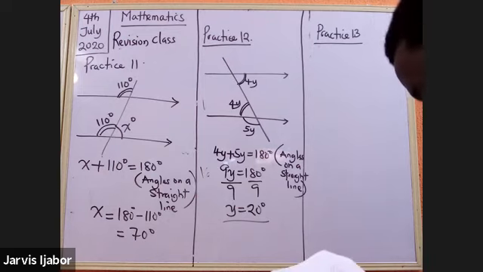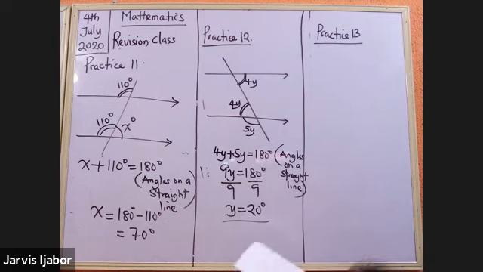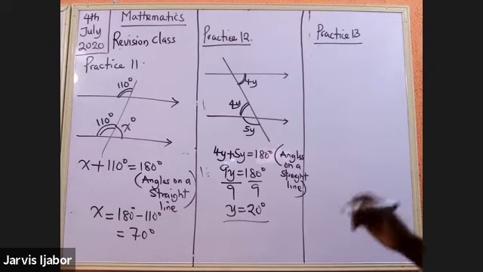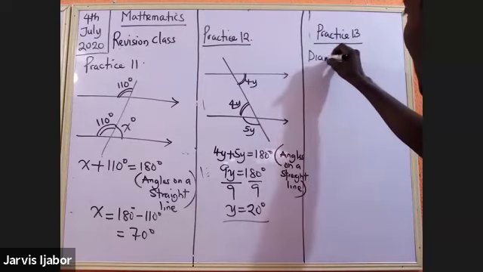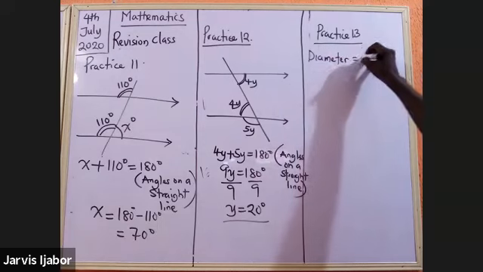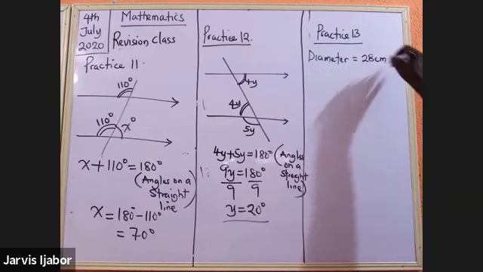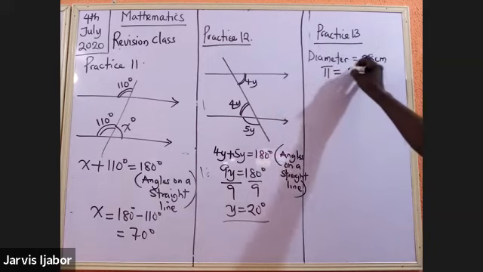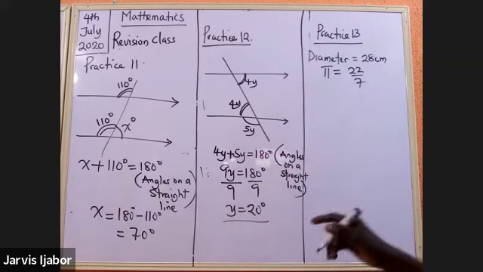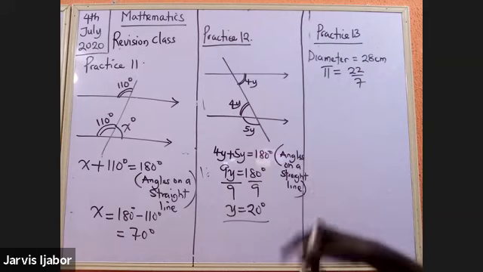Okay. Now the next one says find the circumference of a circle whose diameter is 28. So diameter equal to 28 cm. So pi is equal to 22/7. They say find the circumference of a circle whose diameter is this.